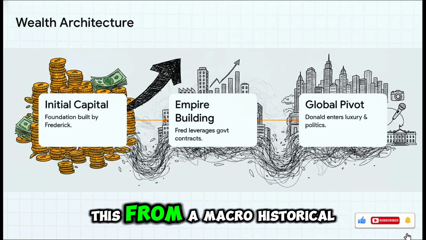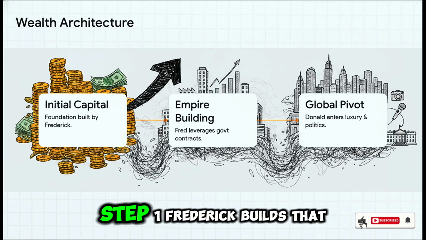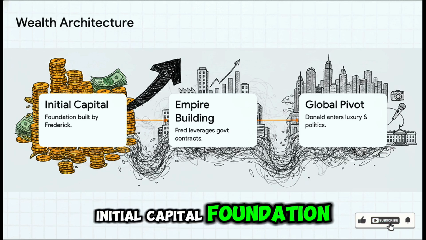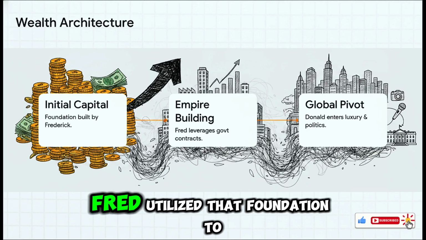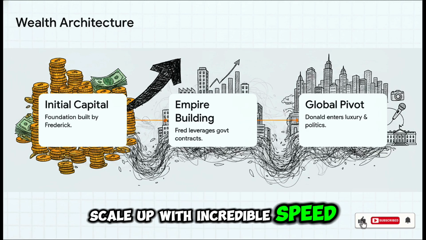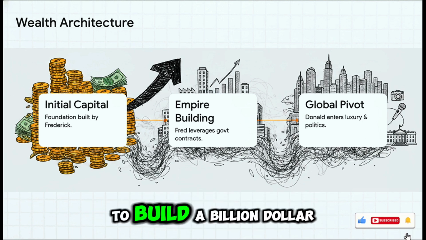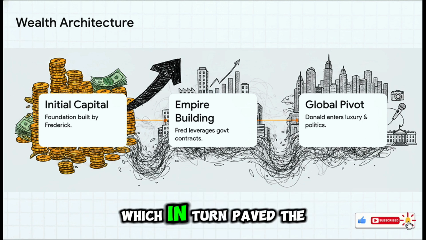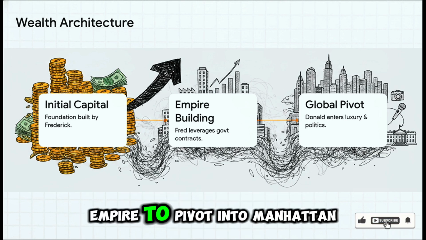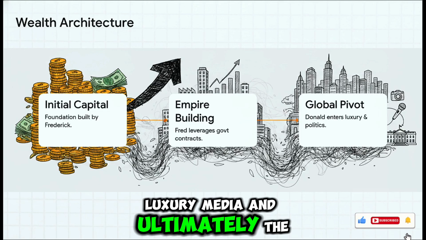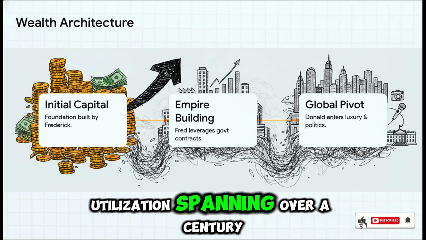Stepping back and looking at this from a macro-historical perspective, you see a very clear chain of wealth architecture. Step 1, Frederick builds that initial capital foundation. And without that first massive injection of wealth, Step 2 absolutely does not happen. His son Fred utilized that foundation to scale up with incredible speed, eventually leveraging massive New Deal housing programs and post-World War II government contracts to build a billion-dollar empire, which in turn paved the way for Step 3, his grandson Donald utilizing that massive real estate empire to pivot into Manhattan luxury, media, and ultimately the U.S. presidency. It is literally a cascading sequence of capital utilization spanning over a century.